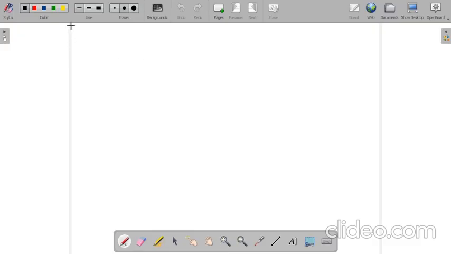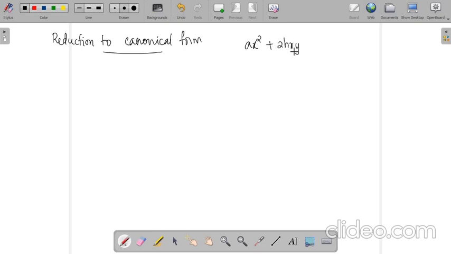And also in today's class, we will look into the reduction to canonical form. So we have a general second degree equation of the form ax square plus 2hxy plus by square plus 2gx plus 2fy plus c equal to 0. So we have seen what we mean by canonical form in the last class.